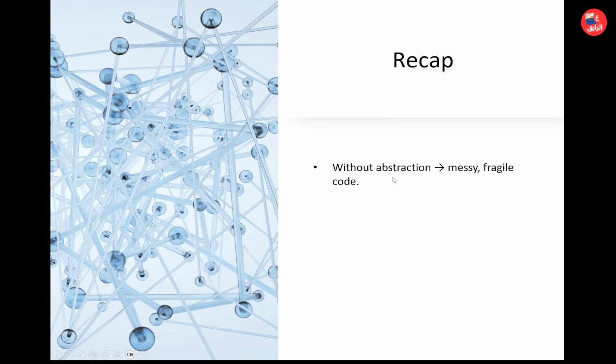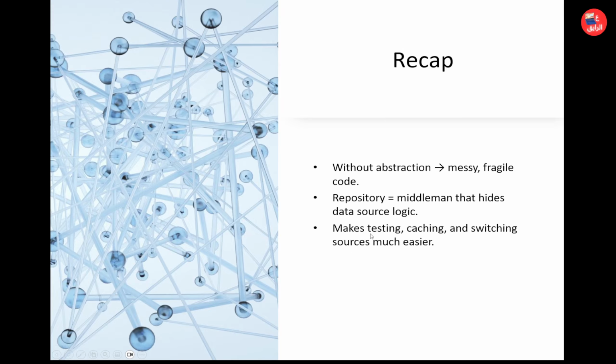Recap: without abstraction, the code will be messy and fragile. But the repository plays the middleman role that hides data source logic. It makes testing, caching, and switching sources much easier. A clean API layer equals flexible, testable, scalable apps.